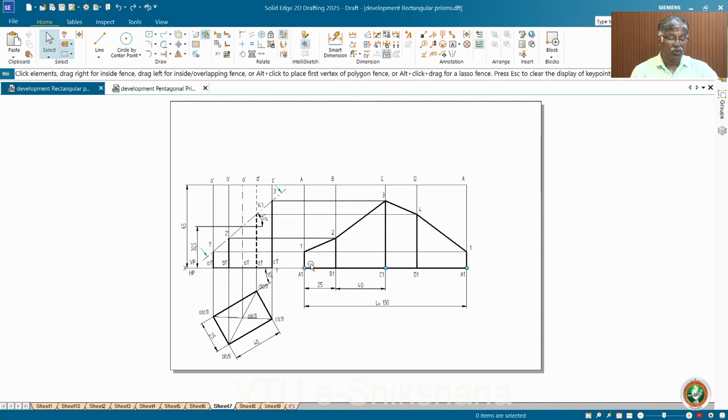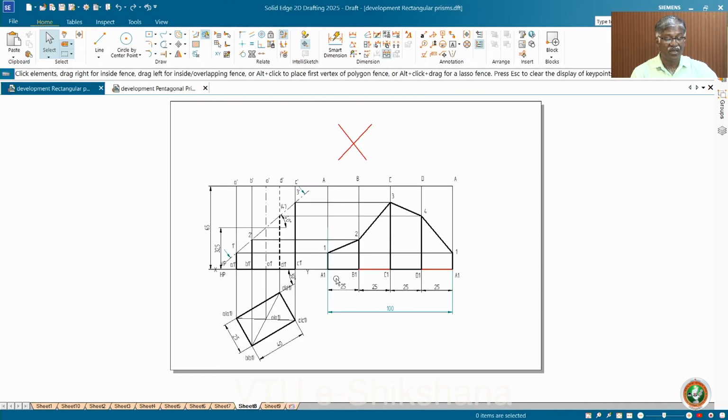Sometimes what people do, in a hurry or by ignorance, is take continuously all 25 or continuously all 40. That is wrong. I have seen such answers. See, all 25 there, even though it should be 25, 40, 25, 40. I have marked this with a red line for the wrong thing.